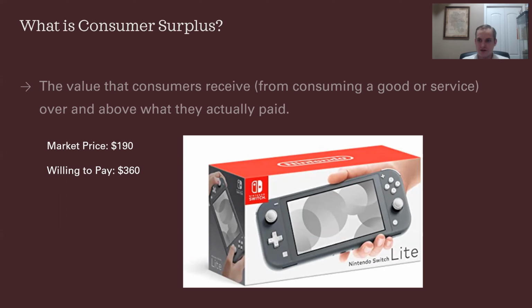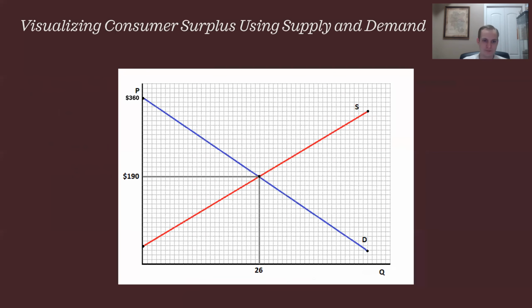Now let's apply those numbers to our supply and demand model and think about this from the perspective of a potential firm or video game store in this context. So here we have our supply and demand model. Our equilibrium price is $190 and our equilibrium quantity is 26. So to think about this, like I said, from the perspective of a video game store, let's say that what this signifies is that we sell approximately 26 Nintendo Switches per day at $190.